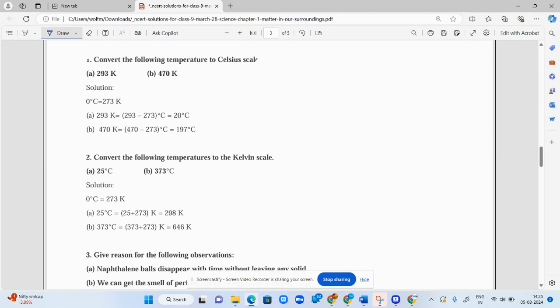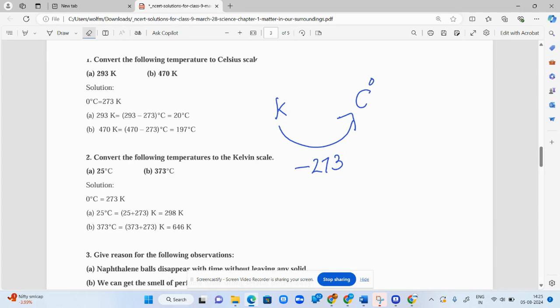Convert the following temperatures to the Celsius scale. So again from Kelvin to Celsius only. So minus 273. So 20 degrees Celsius, 470, 197 degrees Celsius. Convert, see here, Celsius to Kelvin. So we need to add. Already I have told you, Kelvin to Celsius means minus 273. Okay.